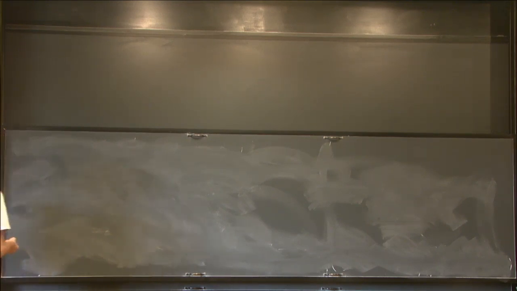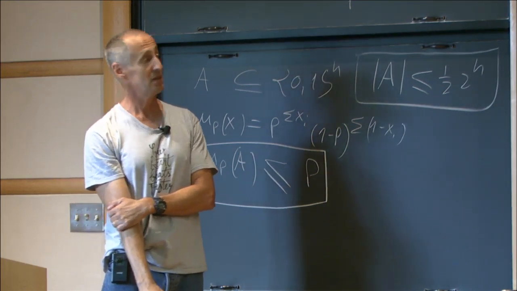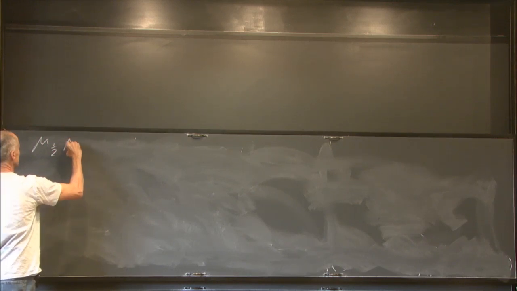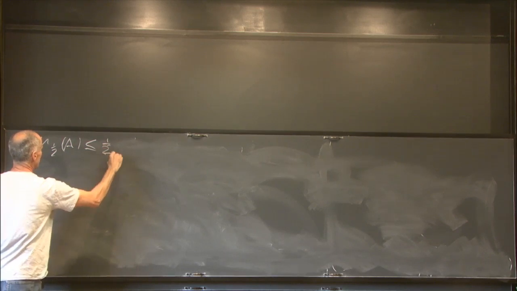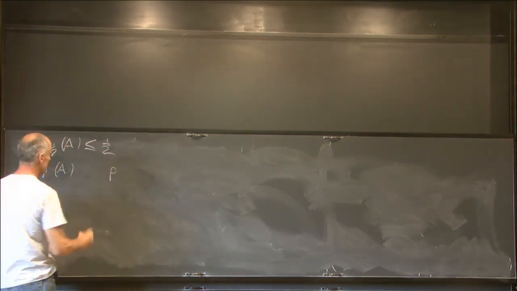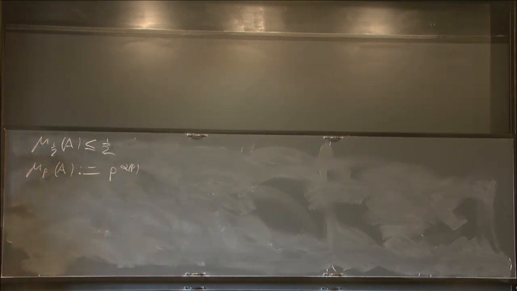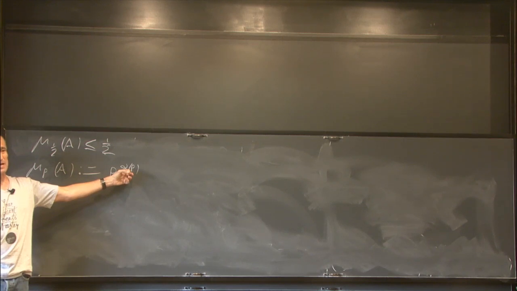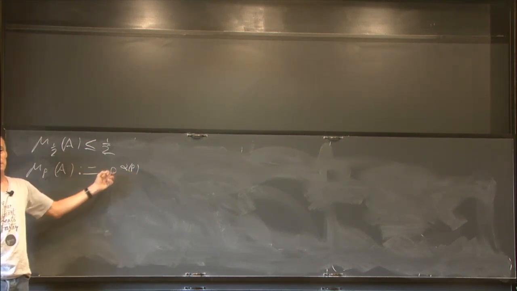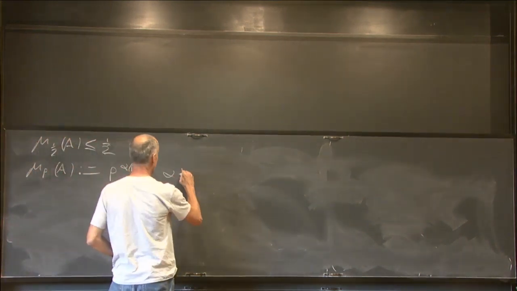So first of all, recall this simple fact, that if you have an intersecting family, the number of sets in the family is at most 1/2. So in particular, mu 1/2 of A is less or equal to 1/2. And we're interested in the question of how mu p of A compares to p. So let's write mu p of A, this is a definition, as p to the power alpha of p. So this is the definition of alpha of p. Our extreme example is a subcube of codimension 1. If A were a subcube, what would its codimension be? P to what power gives you the measure of A? And we know that alpha of 1/2 is equal to 1.